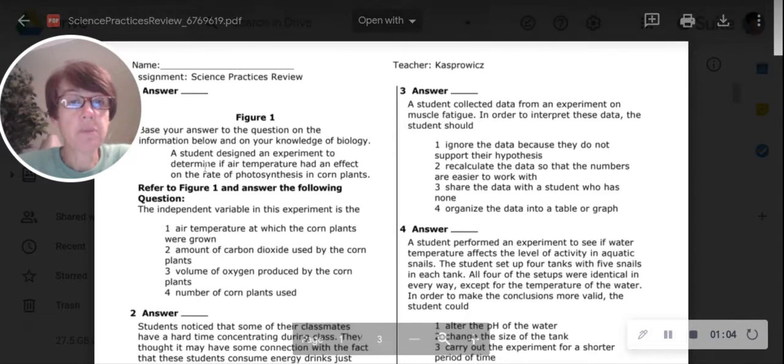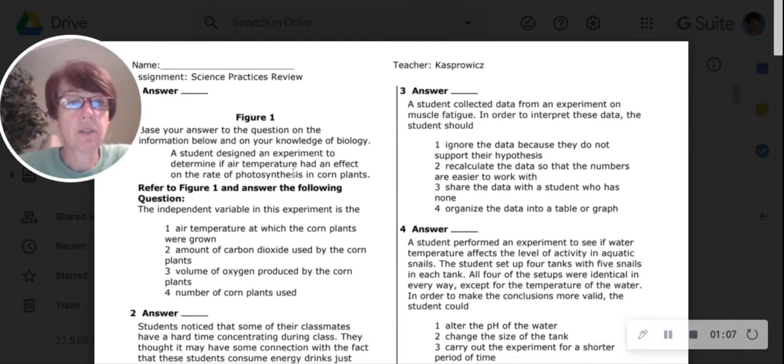So we design an experiment to determine if air temperature, that's the thing we're changing, has an effect on rate of photosynthesis, which is what we're going to measure. So the independent variable is the air temperature.